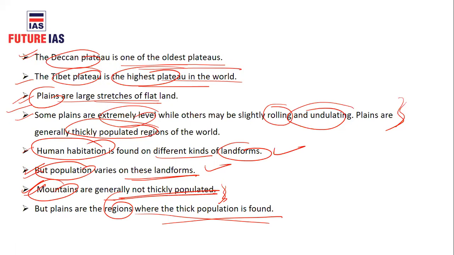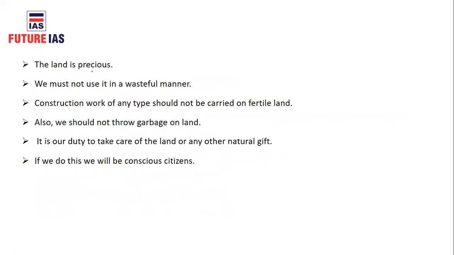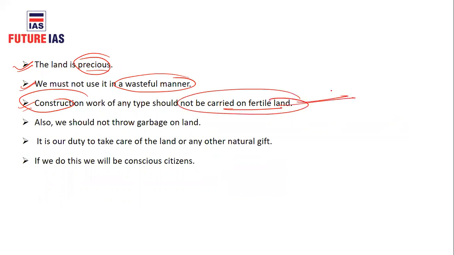The people can easily settle without much difficulty, and the habitation is also friendly to the human population. And the land is very, very precious. It is a vital asset, and we must not use it in a wasteful manner, because you must understand the land on which we basically survive. And construction work, whatever we start on any type of land, should not be carried out on fertile land, because fertile land should be used only for agricultural purposes or for growing some sort of forest or some sort of agricultural crop, which may be used for human survival also.